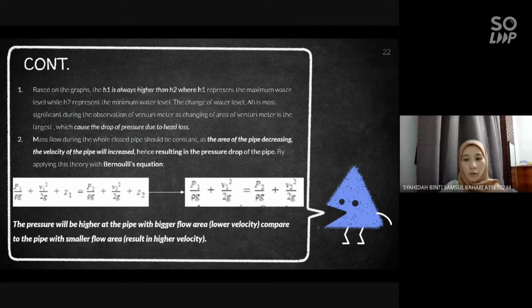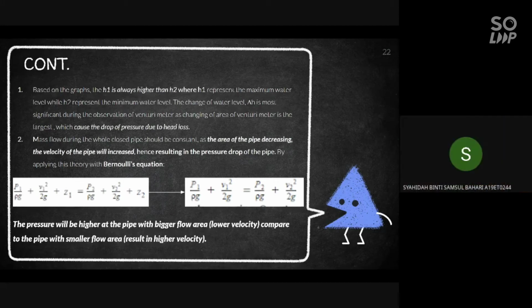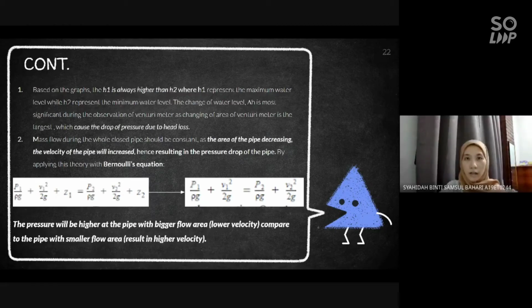Okay, from this, it can be concluded that the pressure will be higher at the pipe with a bigger flow area, which has a lower velocity, compared to the pipe with a smaller flow area, which has a higher velocity.